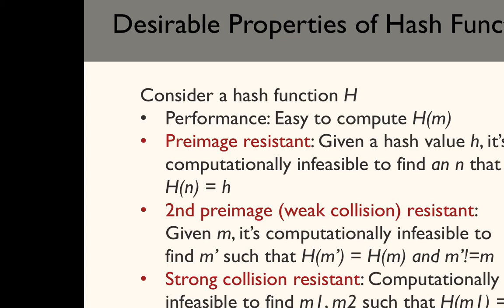And the third one is called strong collision resistance. Basically, it says it is computationally infeasible to find two inputs that have the same hash value. So in this case, we do not predefine any of them. We just say it's hard for anyone to find any two strings that have the same hash value. Those are the properties a hash function should provide.